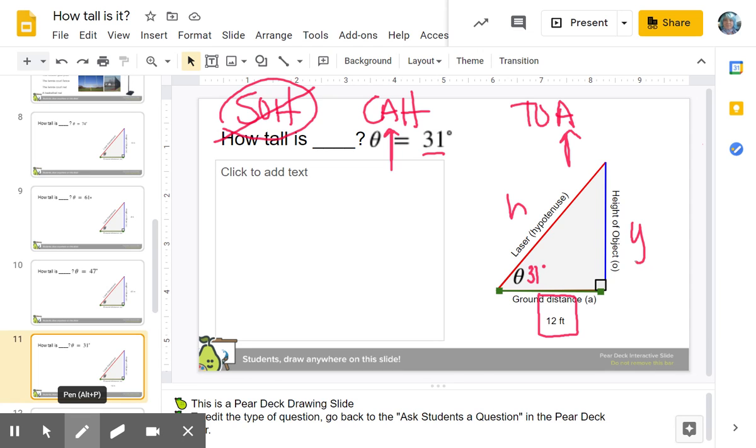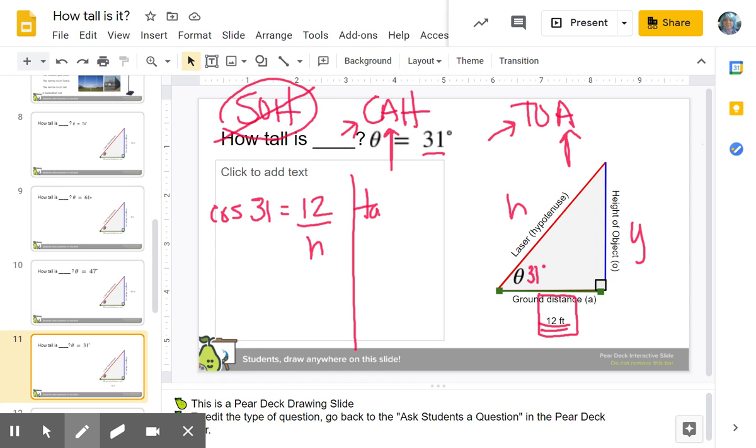So then we just substitute. So the C means cosine. The angle always goes next to the function if you have an angle. And then A over H just turns into A, which is 12 over H. Same thing for tangent. So the T stands for tangent. It's just a little math shortcut. Tangent of the angle, angle always follows the function, and then we make a fraction out of O over A. So the O is the Y, and the A was the 12.